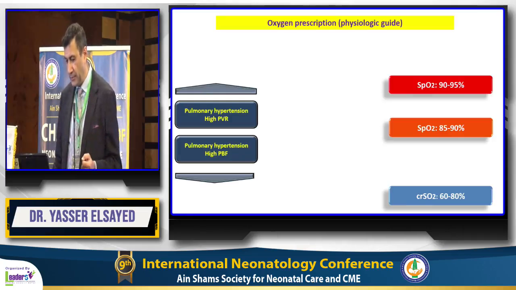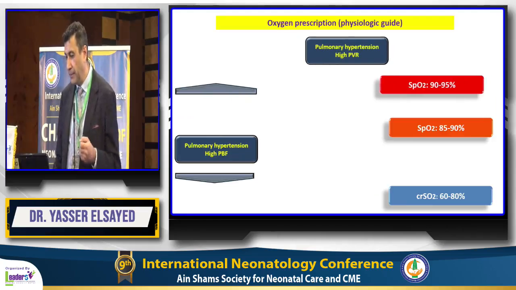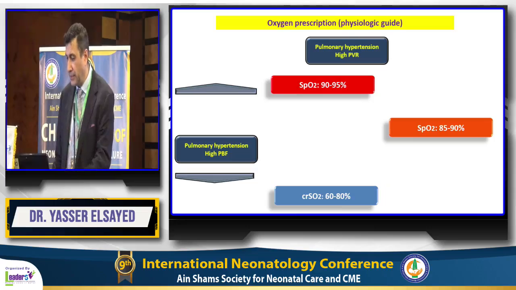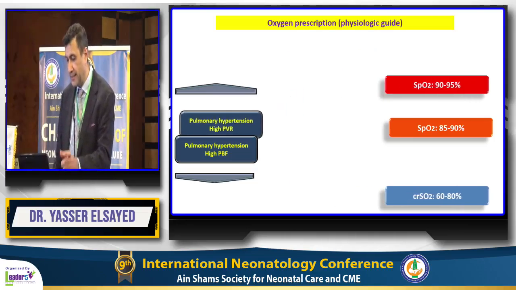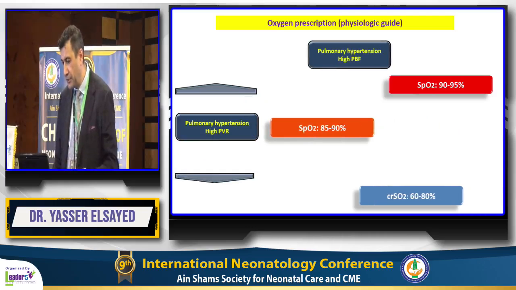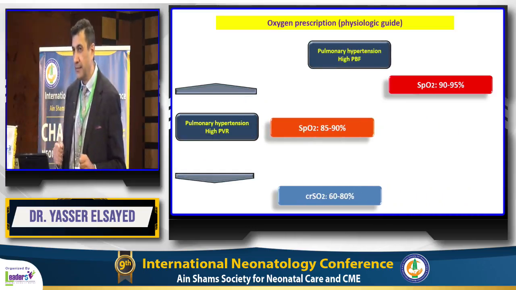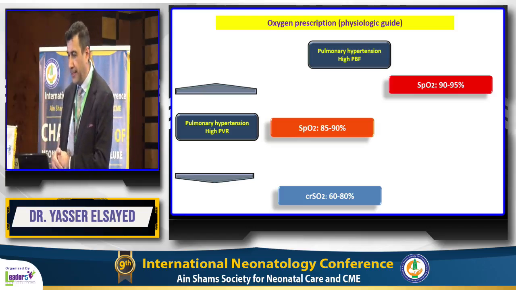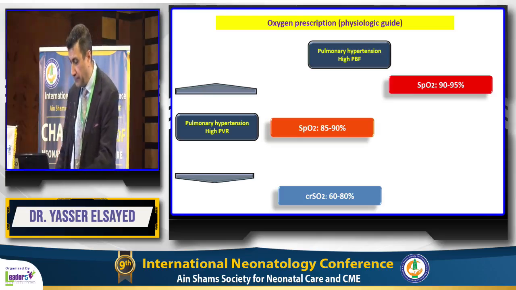Oxygen, pulmonary vasodilators: you need to just use a physiologic prescription. In pulmonary hypertension with high pulmonary vascular resistance, you need to use a target saturation of 90 to 95 if the pulmonary hypertension is related to pulmonary vascular resistance, and the brain saturation between 60 to 80. Pulmonary hypertension secondary to high pulmonary blood flow, like in left-to-right shunt, or pulmonary venous hypertension, you need to use a lower target saturation of 85 to 90 because you need to limit the flow through the lung. For example, in case of pulmonary venous hypertension, LV dysfunction, or in case of arteriovenous malformation.